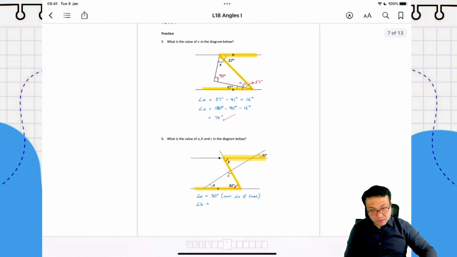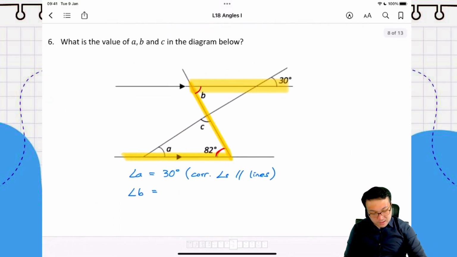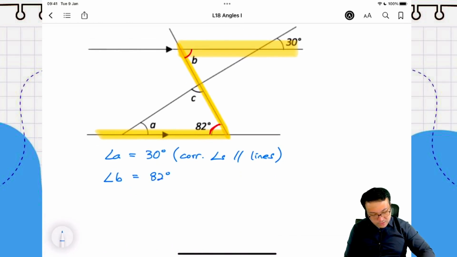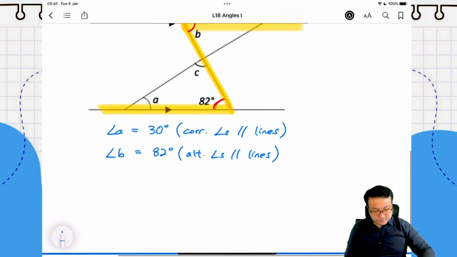So I'm going to write down alternate angles. Okay, let me write down the answer first. 82 degrees. Then this is alternate angles, parallel lines. There you go. And what about angle C?